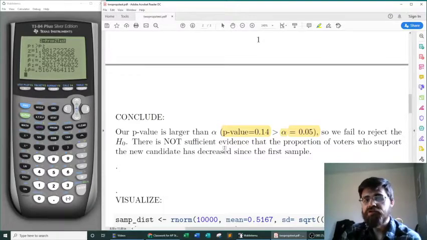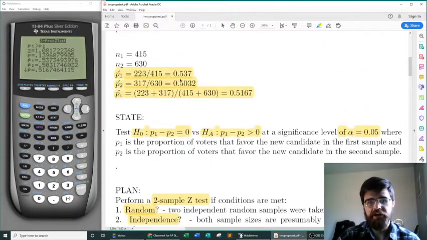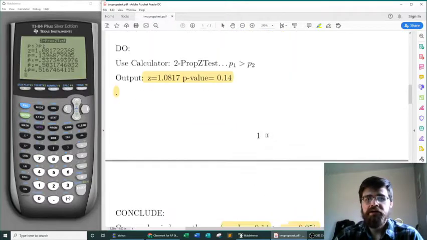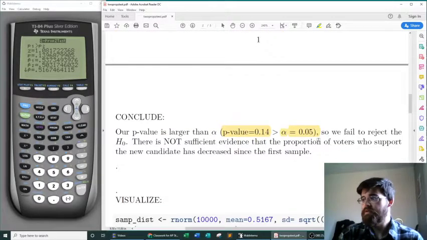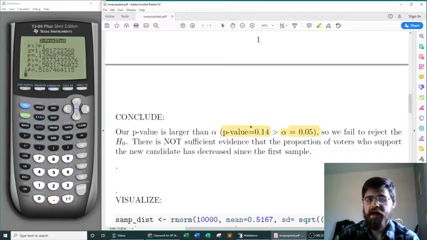There is not sufficient evidence that the proportion of voters who support the new candidate has decreased since the first sample. Maybe it did. Maybe it actually did drop off a little bit, but based on these samples, we don't have significant evidence. That little bit of a drop, that 3.5% change, could be due to some weird remarks that the candidate made, or could just be random chance. There's about a 14% chance that that just happened by accident.